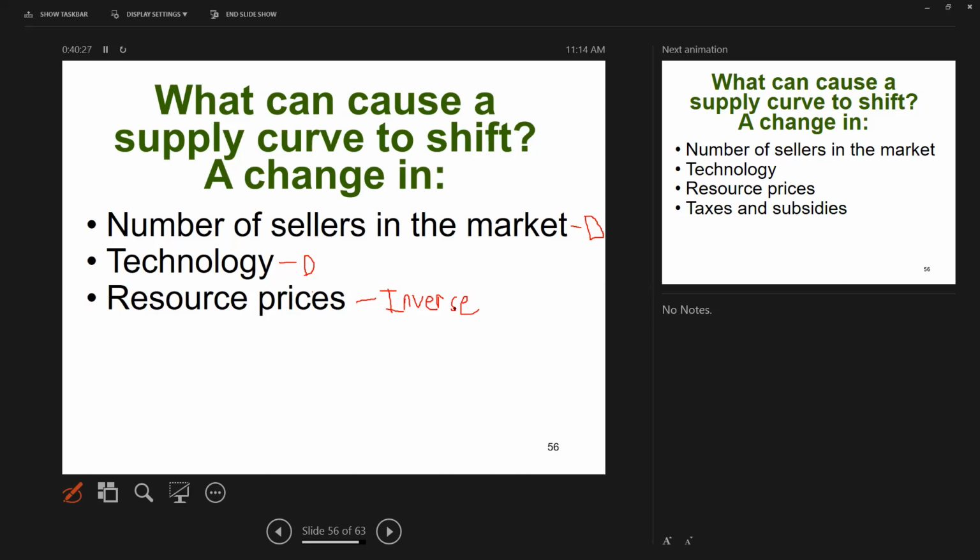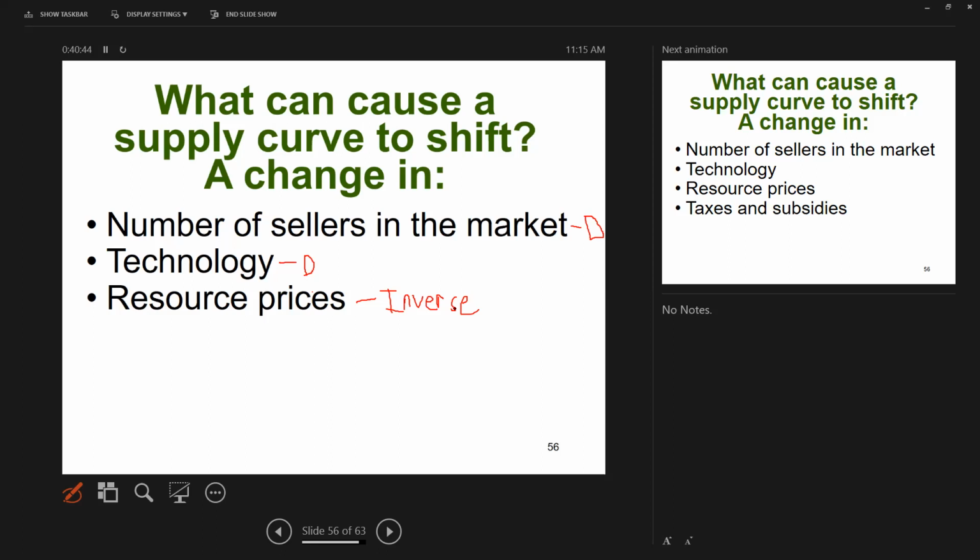So the price of oil goes up. Oil is a resource used to produce gasoline. That price is inversely related to supply. So if the price of a barrel of oil goes up, a resource used to produce gasoline, that will cause a decrease in the supply of gasoline.